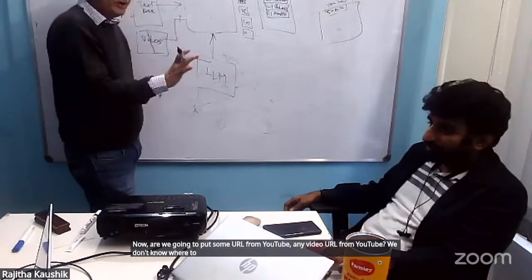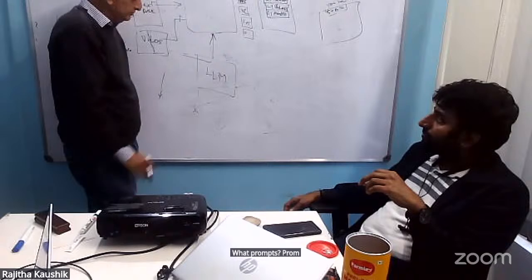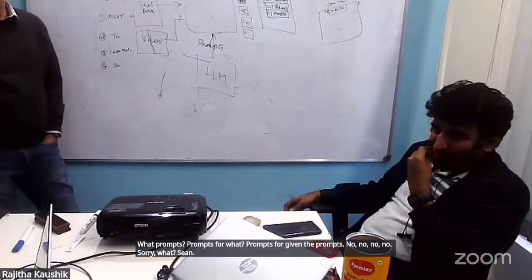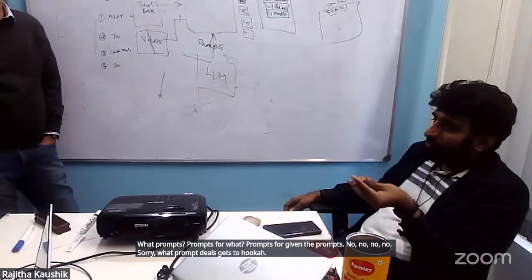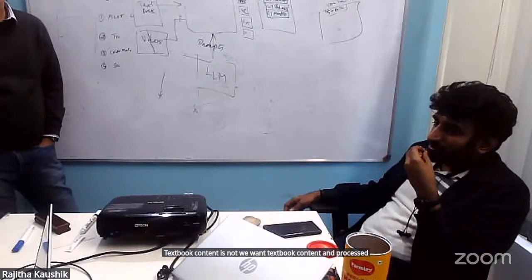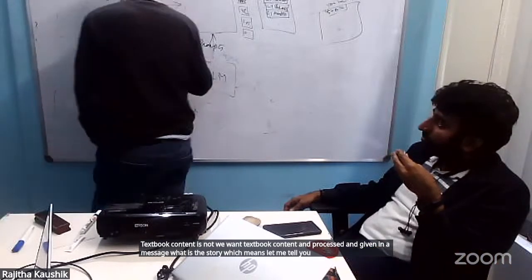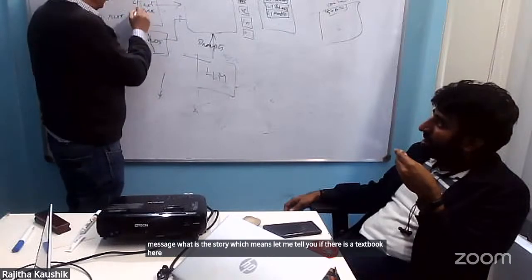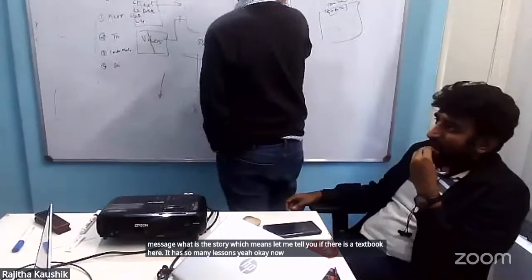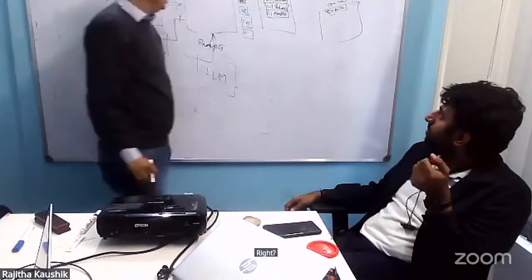No, what I wanted is, you said prompts. What prompts? Prompts for what? Prompts for conversion. Where are the prompts? No, Shravan, for what? Shravan, the prompt is textbook content. It is not one textbook, it is multiple textbooks. The content is processed and given in a message what is to be given to the students. Which means, let me tell you, if there is a textbook here, it has so many lessons. Now here you are getting one lesson of one video, right? This has got to be put into that thing.